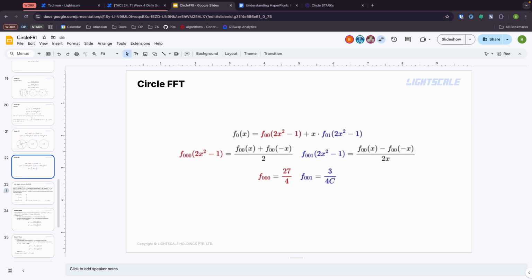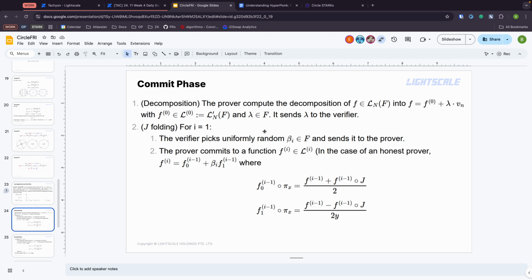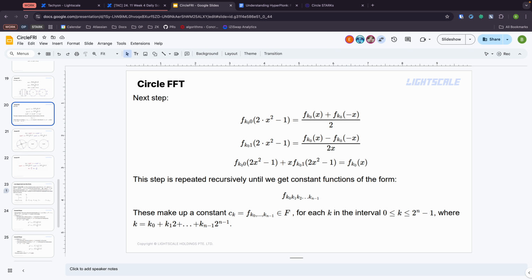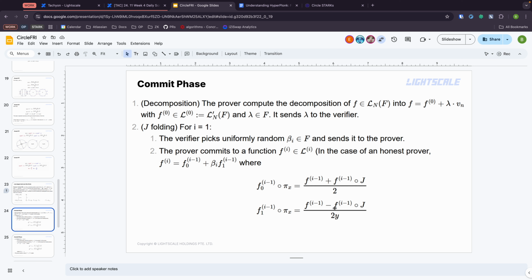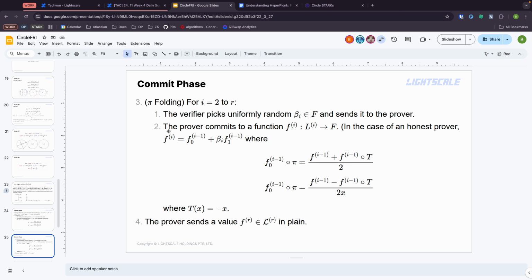Here the beta is a replacement of, if you go to the page at 20, yeah, beta will be replaced by X, right? Yeah, replacement of X. So just like a regular FRI. Here we do the J folding, and then here we do the square folding.